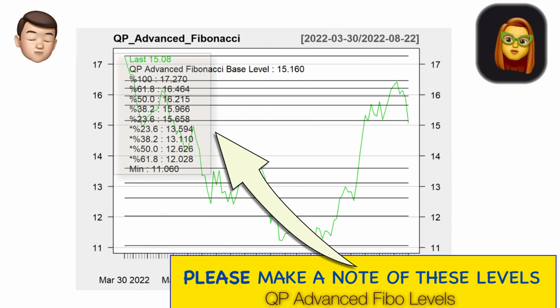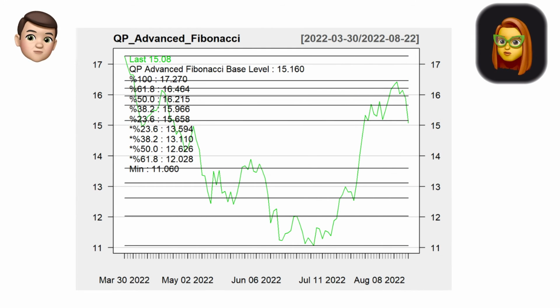You see the QP Advanced Fibonacci Retracement levels on the chart. These levels provide more accurate support and resistance values. In this way, stop loss and take profit levels can be redesigned more accurately. In order to minimize the risk, it is beneficial to consider the Quants Pro Advanced Fibonacci Retracement Scale together with other technical analysis methods.